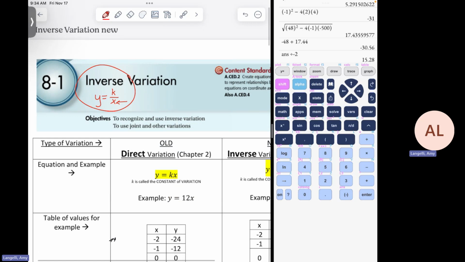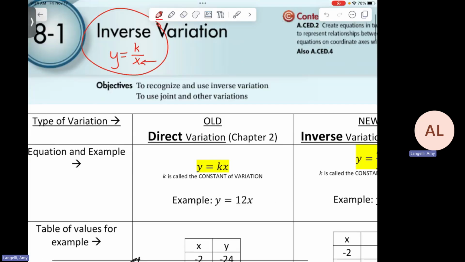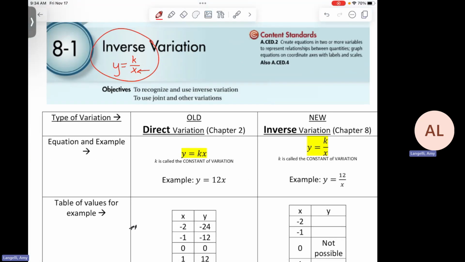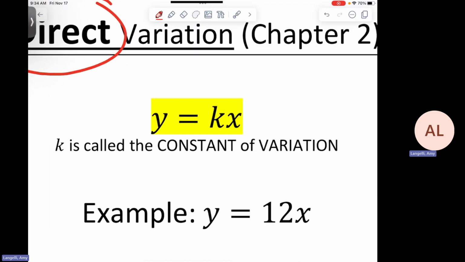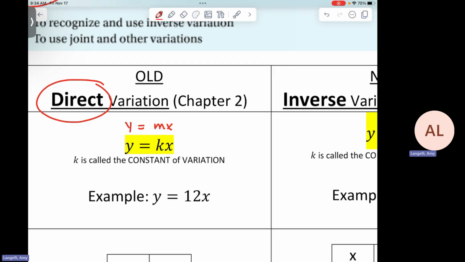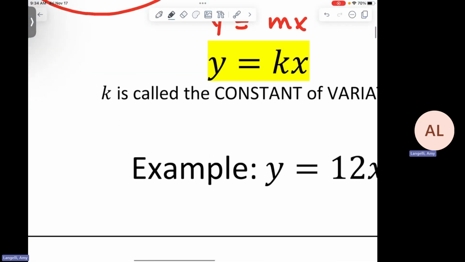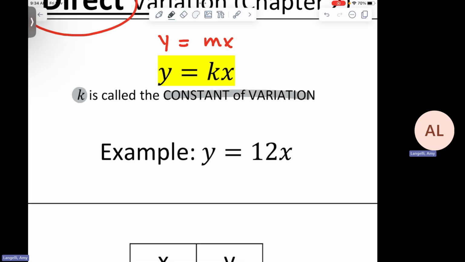So we've done variations before. In chapter 2 and in Algebra 1, you did a variation called direct variation. And the equation was y equals kx. It was just like y equals mx plus b, but b was 0. So it's very similar in that manner. K was called, and it still will be called, the constant of variation. So if it ever asks you for the constant of variation, they're asking you to solve for k.